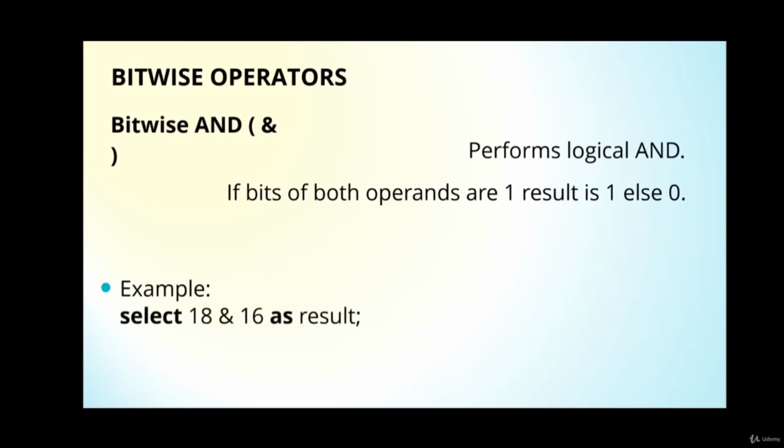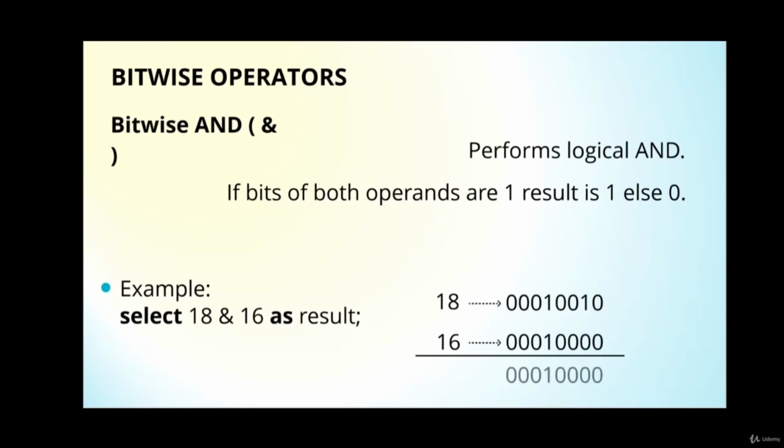For example, if this is the query, select 18 and 16 as result. So what will it do? It will first convert these two numbers into binary form. 18's binary form is 0, 0, 0, 1, 0, 0, 1, 0. And 16's binary form is 0, 0, 0, 1, 0, 0, 0, 0. After converting it into binary form, we'll perform the AND operation. So this is the output that you will get after AND operation.